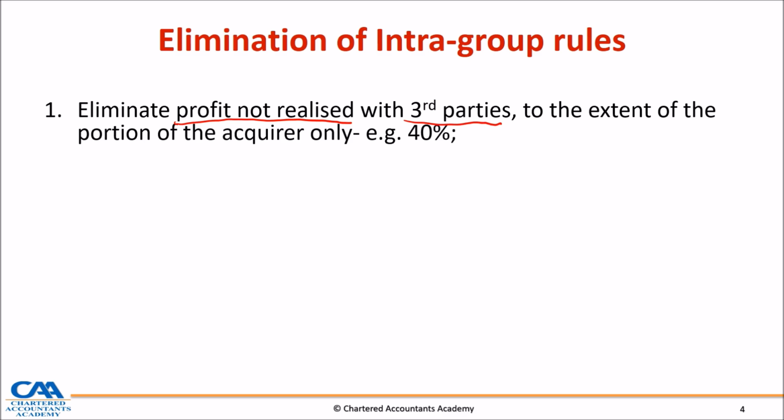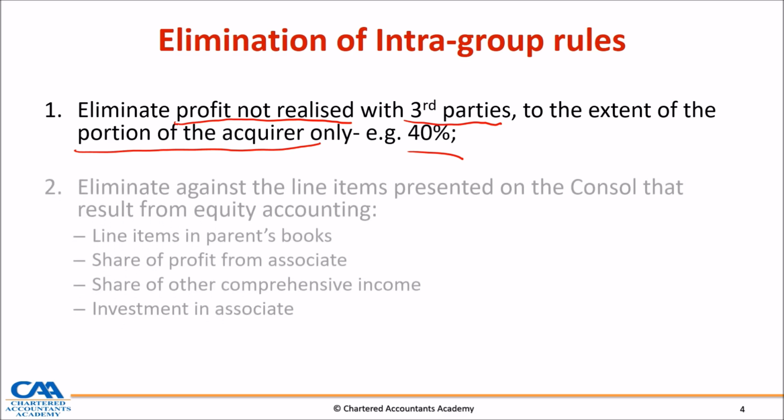So if we've got an asset which has been sold and is still within the group, then there is unrealized profit to that extent. But the profit which you eliminate, you do not eliminate 100% of the profit which has been made. You only eliminate to the extent of the portion of the acquirer, which, for example, if you've got a 40% investment stake, then you also eliminate only to the extent of the 40%. I will also illustrate that in an example.